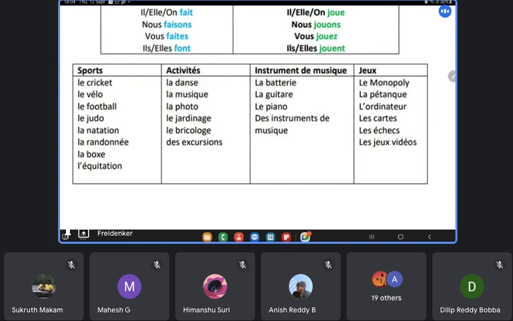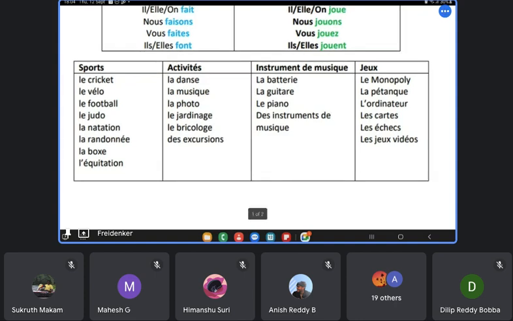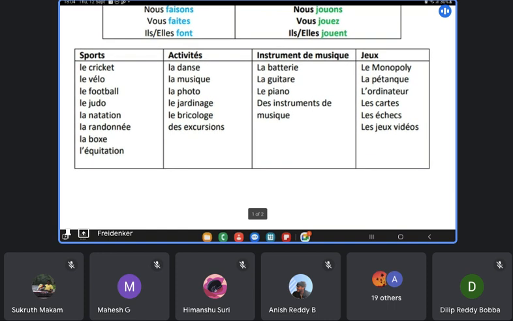Jeux is games. Monopoly is borrowed from English, so masculine: le Monopoly. Pétanque is the one you must have seen in Augie and the Cockroaches when you were a child, probably. I don't know if you did watch Augie and the Cockroaches. You can just Google it up and not watch Augie and the Cockroaches, but watch pétanque. It's a game involving balls. It ends with an e, so it is feminine.